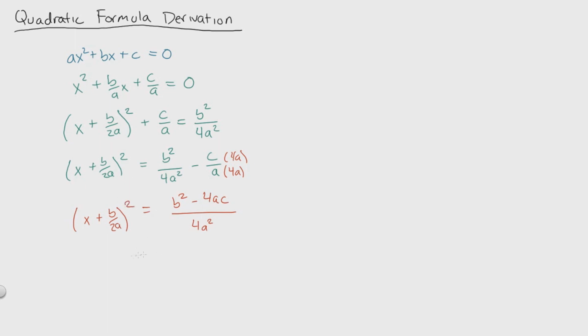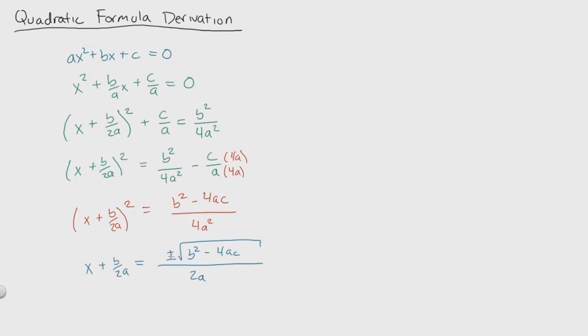The next thing I'm going to do is take the square root of both sides of the equation. So we're going to get x plus b over 2a, and that's going to equal plus or minus the square root of b squared minus 4ac. And then the square root of the denominator is simply going to be 2 times a.